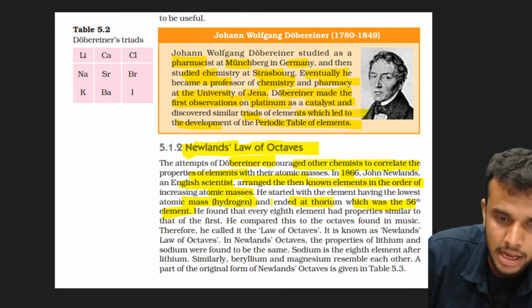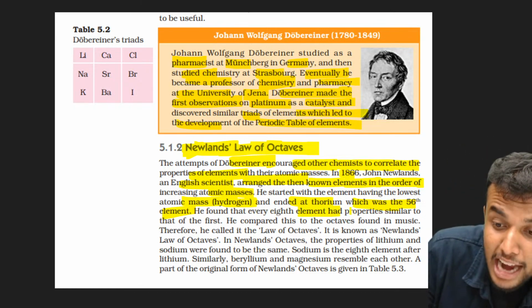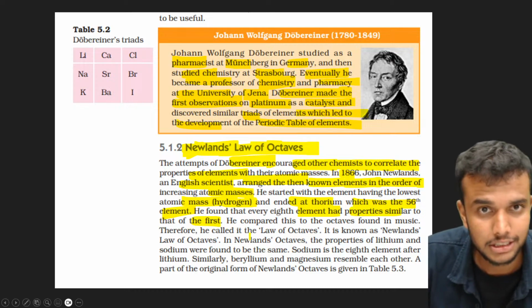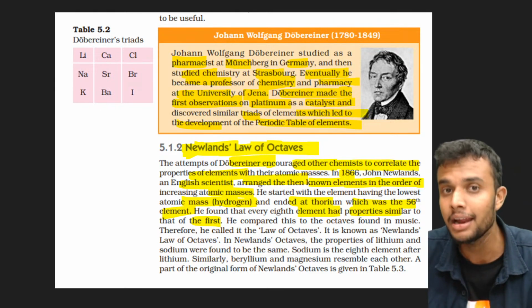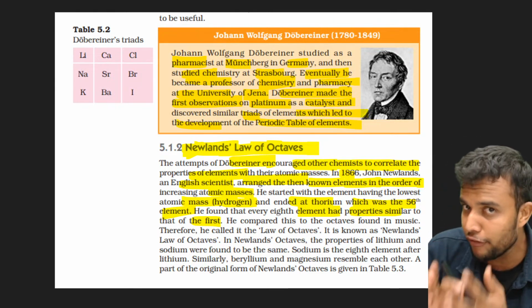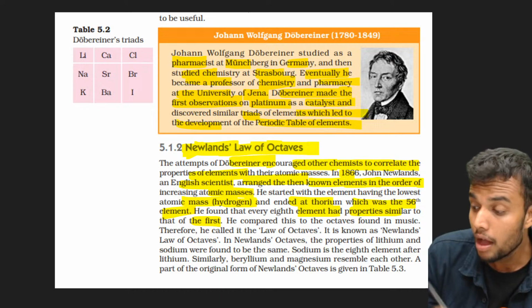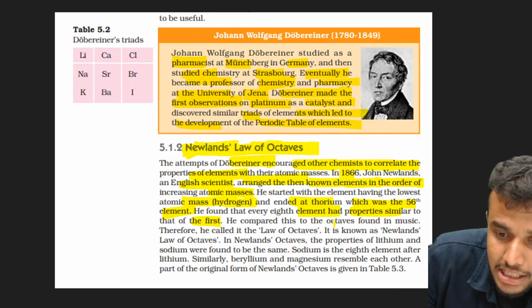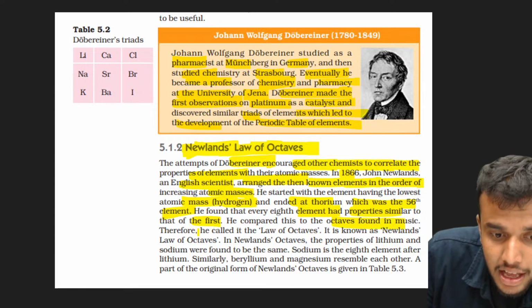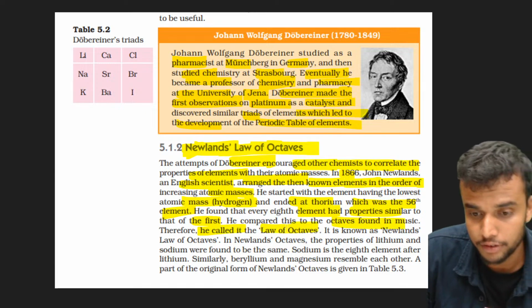My dear students, he found that every eighth element had properties similar to the first. What did he find? One important property: every first element, except hydrogen, has the same properties as its eighth element. He compared this to the law of octaves found in music. Therefore, he called it the law of octaves. Why?